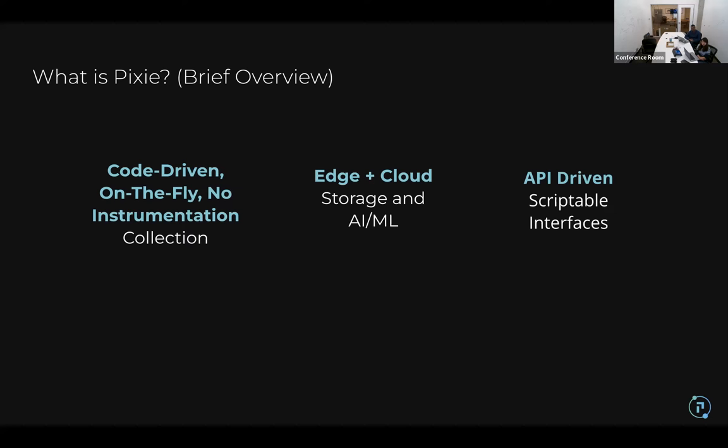We split our storage between edge and cloud. The high-level goal is that we can collect a ton of data using eBPF, and we want to make sure that we can efficiently store it. Most of the data is actually stored on the node until we need to egress it out or someone accesses it. And the third thing is that everything is API driven. You can access all of the data available through Pixie through an API to enable other tools. For example, there is a Pixie Grafana plugin using the Pixie API.